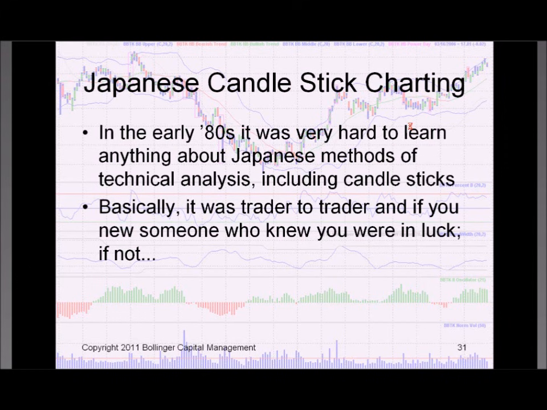I think this one had 5 different sorts of each stock, including one which was a candlestick chart. So I decided I really wanted to learn a lot about that. But it was the very early 1980s, and it was very hard to learn anything about Japanese methods of technical analysis, including candlesticks. Basically, it was trader to trader, and if you knew somebody who knew, you were in luck. If not, you just weren't.